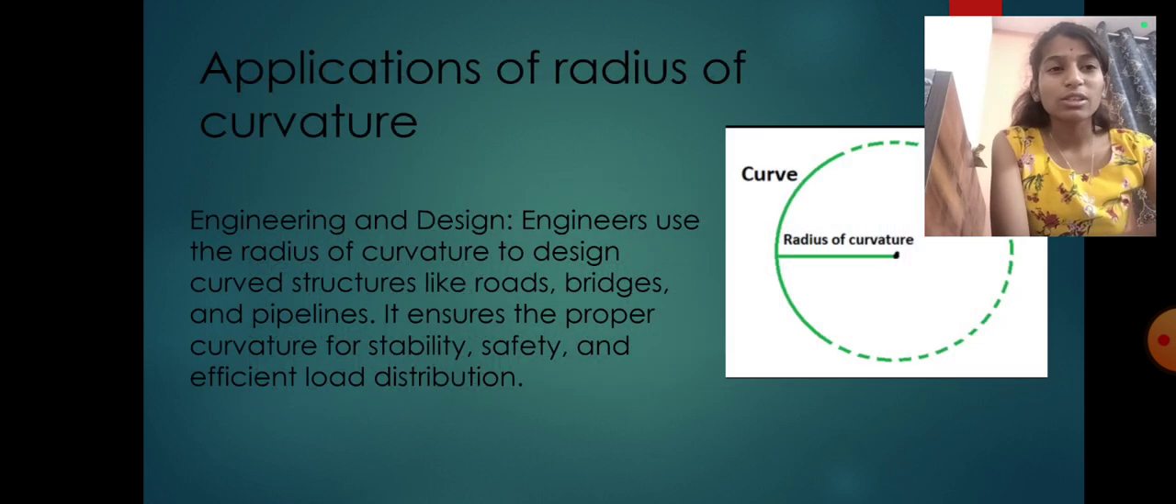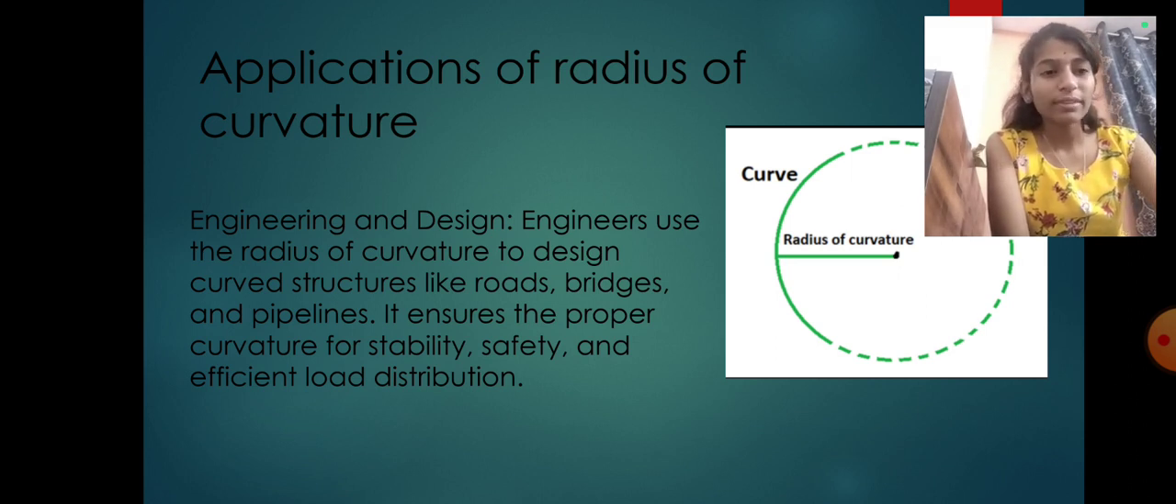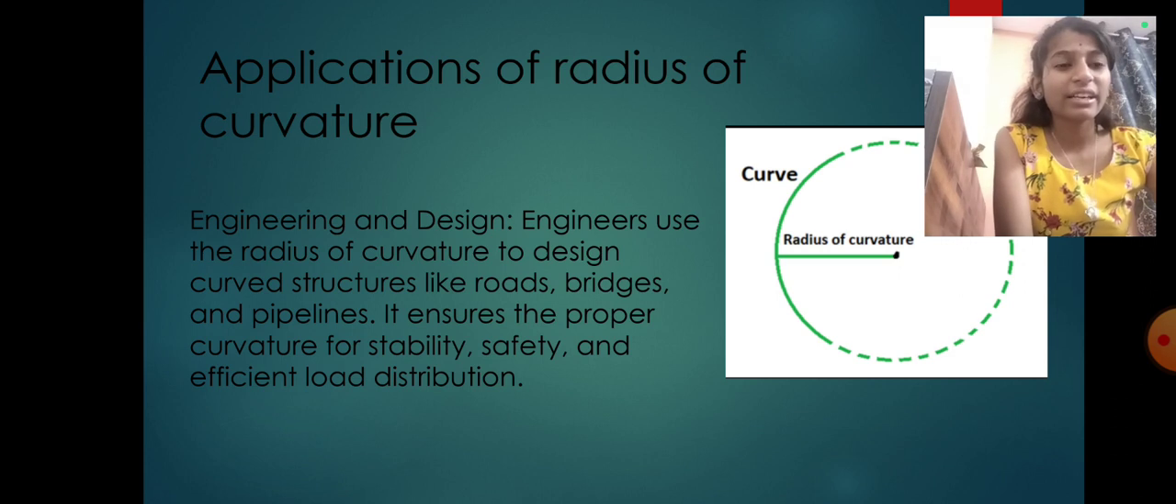The applications of the radius of curvature are, first, engineering and design. Engineers use the radius of curvature to design curved structures like roads, bridges, and pipelines. It ensures the proper curvature for stability, safety, and efficient load distribution. In the figure, we can see a curve which has a radius of curvature.